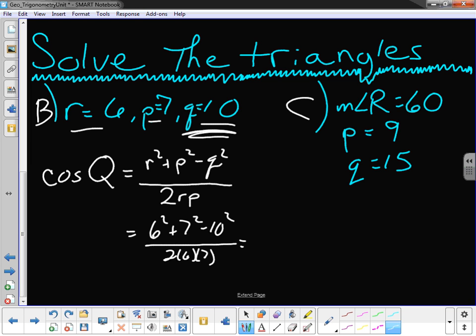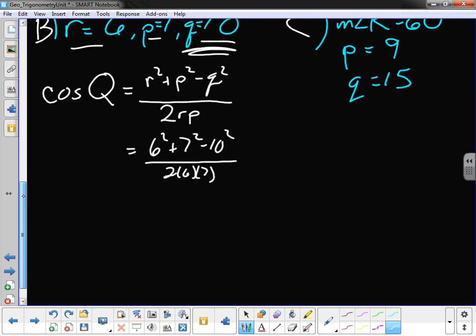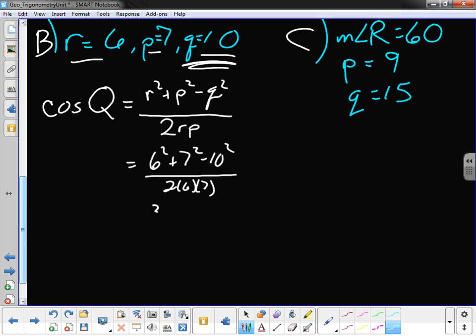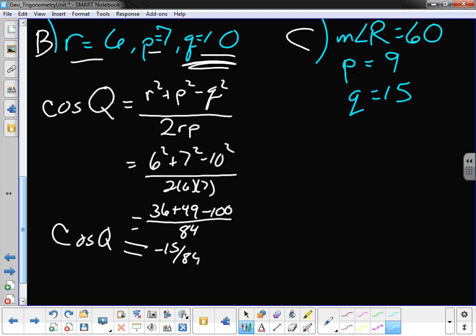Now I could do it on the calculator. If I do it on the calculator, I need to make sure I put that entire numerator in the parentheses. So I'm not going to do it on the calculator at this moment. 6 squared is 36, 7 squared is 49, 10 squared is 100. 2 times 6 times 7 is 84. 36 plus 49 is 85. 85 minus 100 is a negative 15 over 84. So I've got the cosine of angle Q equaling a negative 15 over 84.